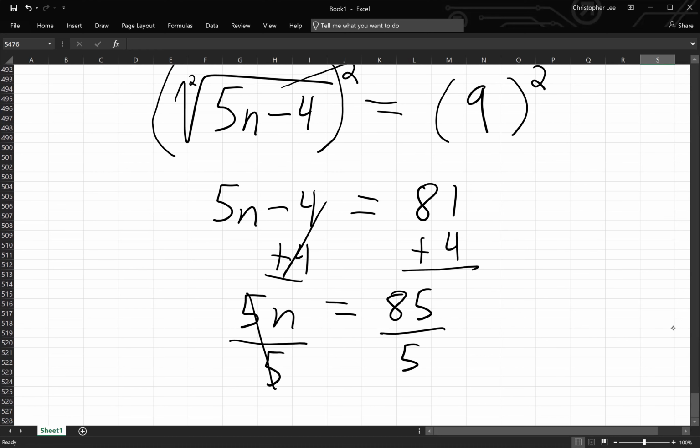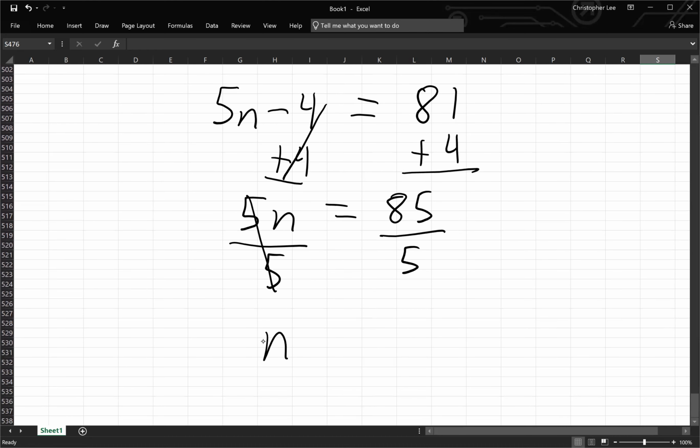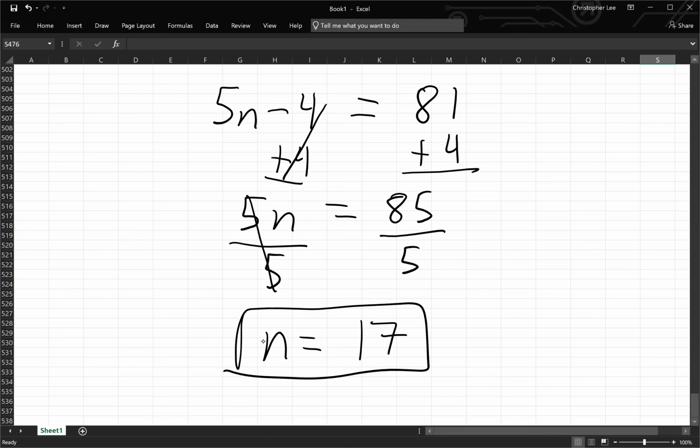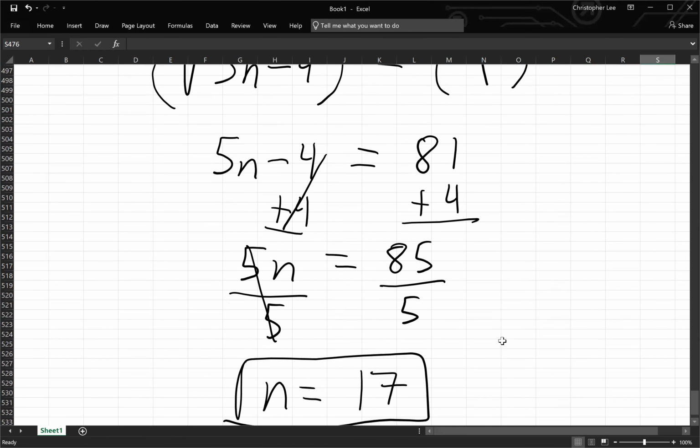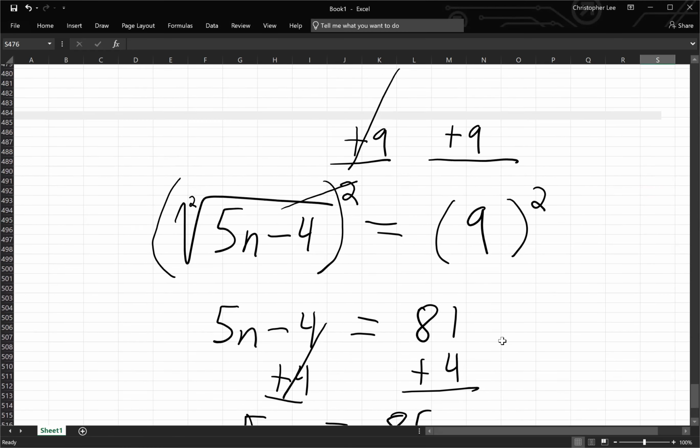What you do to one side, do to the other. So now n is equal to, I'm not going to lie, I don't know. What's 85 divided by 5? I don't even know what that is. What is it? 17? All right. Good at your timetables, man. And that's it. That's how we do this. You just type in a calculator, 85 divided by 5, and then you're good to go.